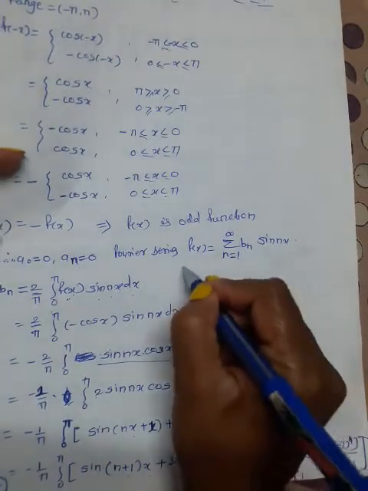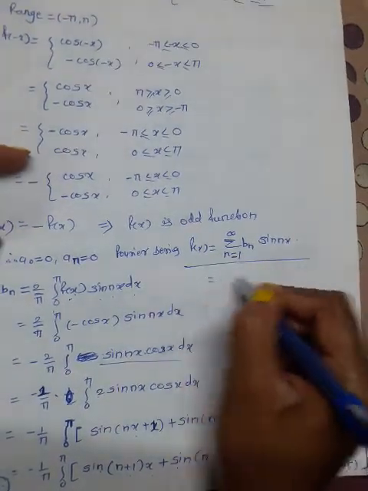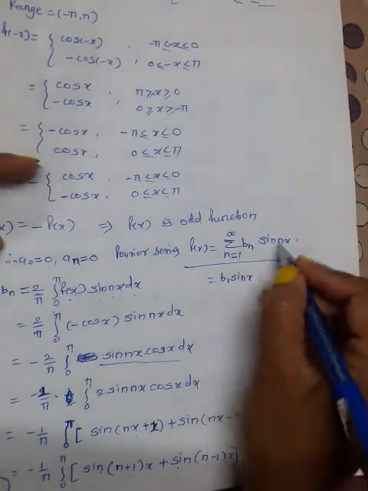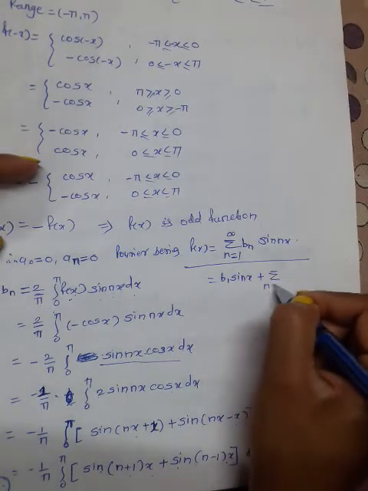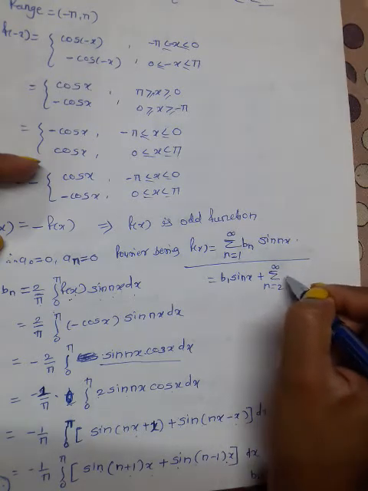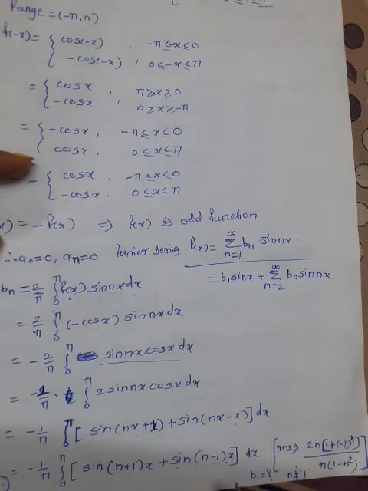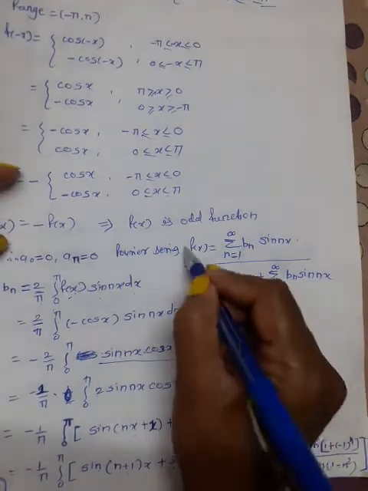Then put this value here by separating the b1 sin x term, one value, plus summation over n is equal to 2 to infinity bn sin nx. This is the formula for f(x).